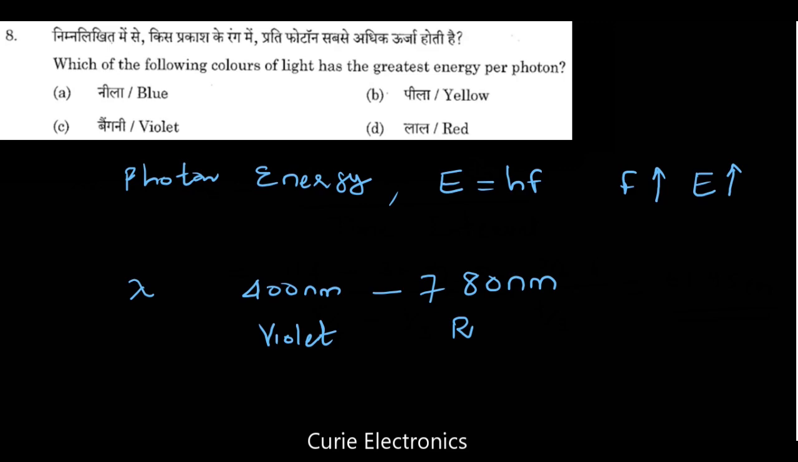So photon energy is proportional to frequency. Out of the given blue, yellow, red and violet, violet is having the highest frequency. So this violet has got the greatest photon energy. It is better to remember this equation: photon energy equal to hf or h mu. h is the Planck's constant.